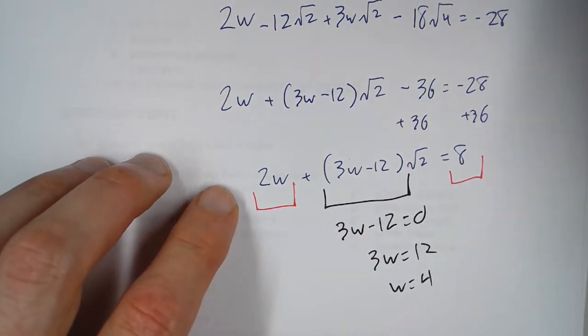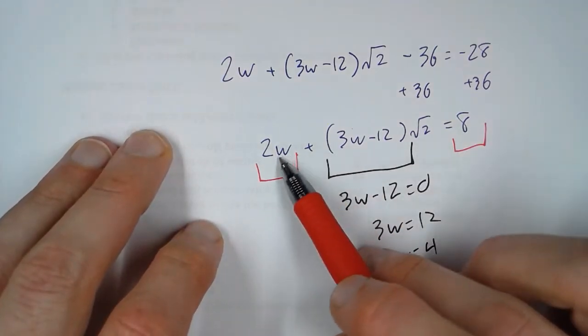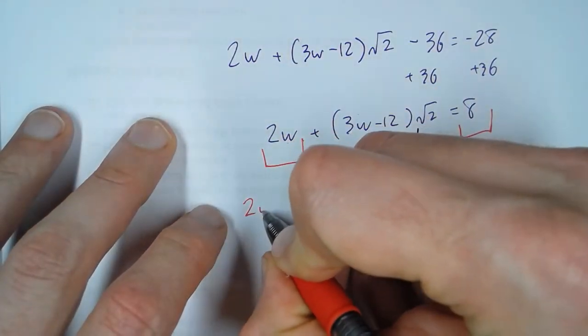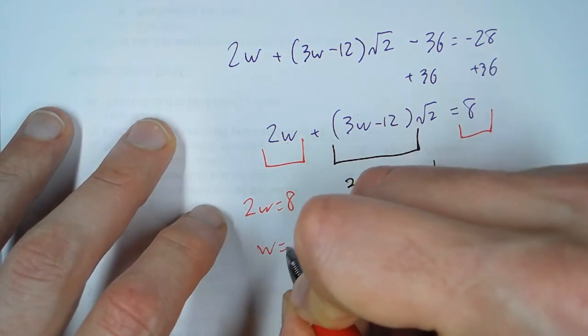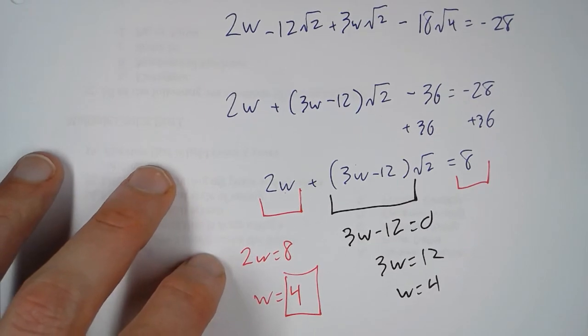Or the other way to think about it is, this is the only term without a radical, so is this. So that means this and this have to be equal. 2w equals 8, so w equals 4. Either way, the answer is 4. And we're done.